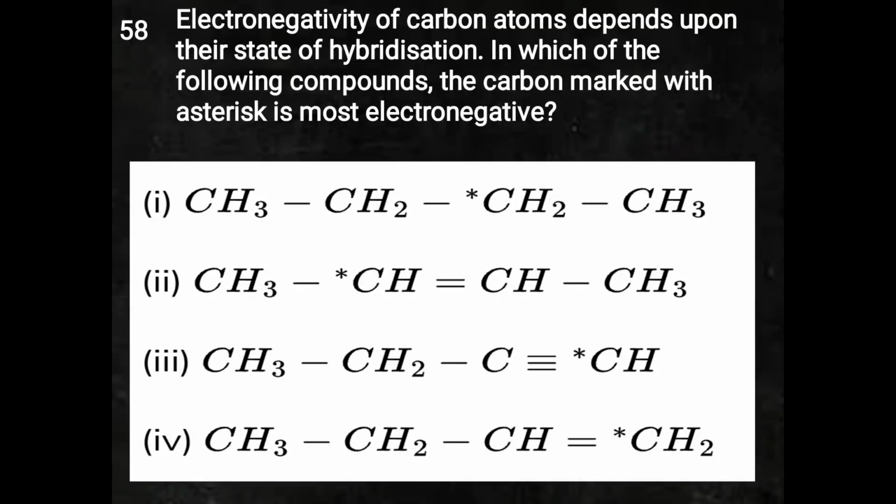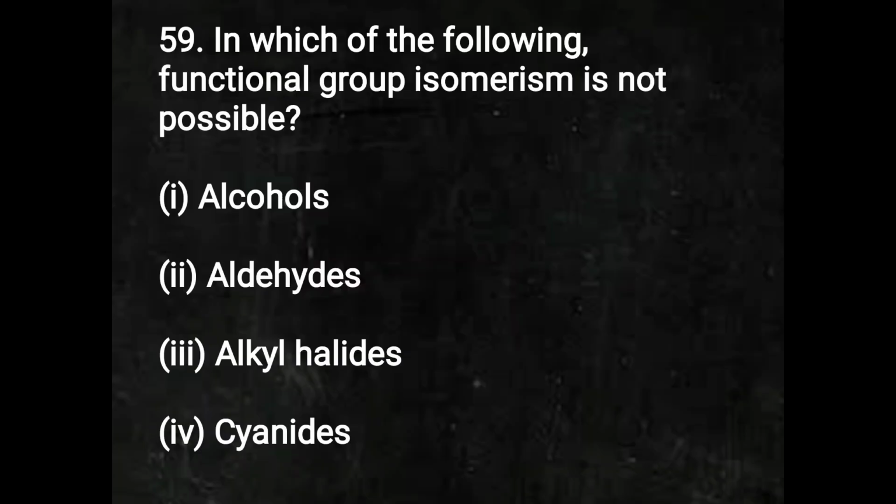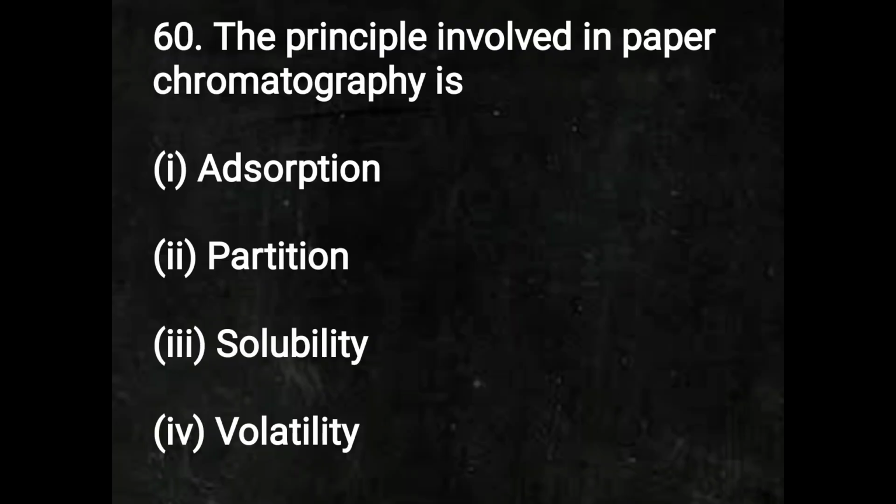Electronegativity of carbon atom depends upon its state of hybridization. In which of the following compounds is the carbon marked with asterisk more electronegative? Option C is the right option here. In which of the following functional groups is isomerism not possible? That is alkyl halides. The principle involved in paper chromatography is partition.